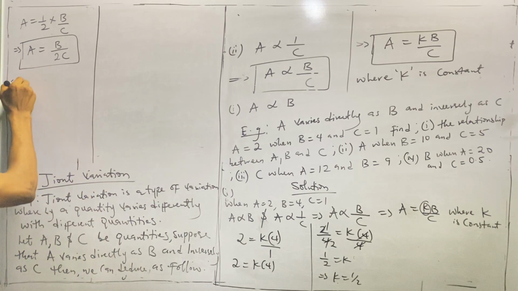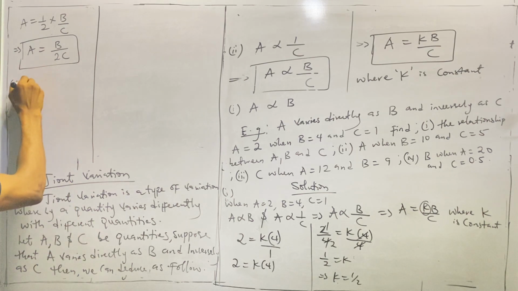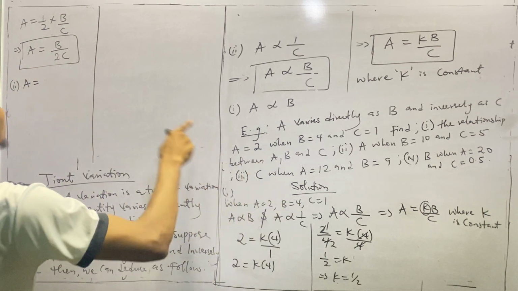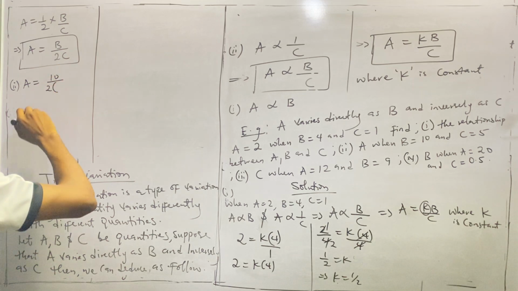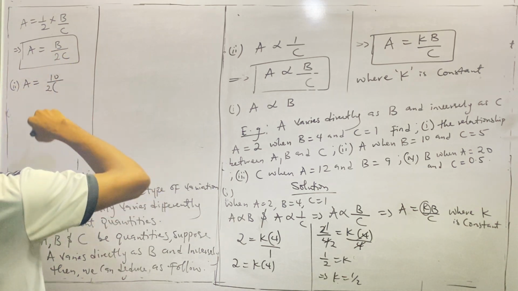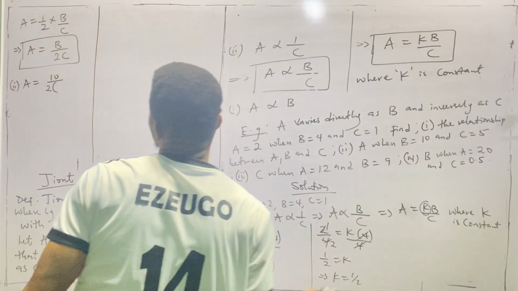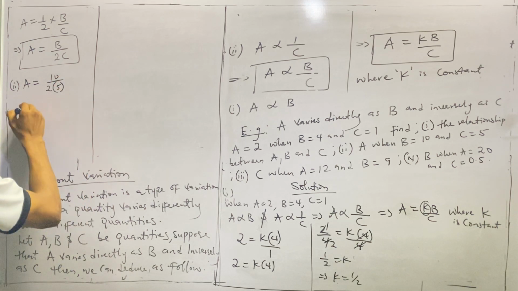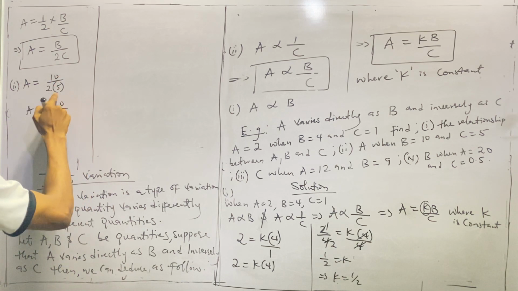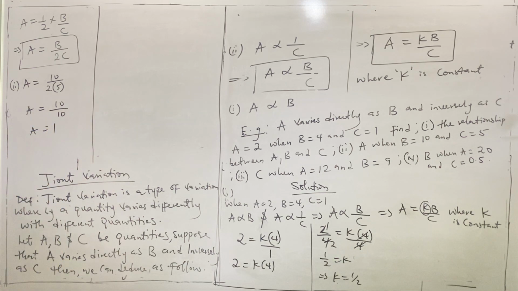Our second question says we should find A when B is 10. So from the equation, A equals, our B is 10, so we'll put 10 there, over 2 times C. Our C is 5. B is 10, C will be 5. So we now have that A equals 10 over 2 times 5, which is 10. 10 over 10 is 1.